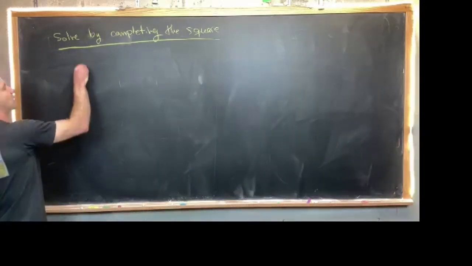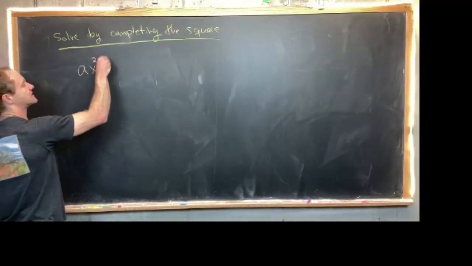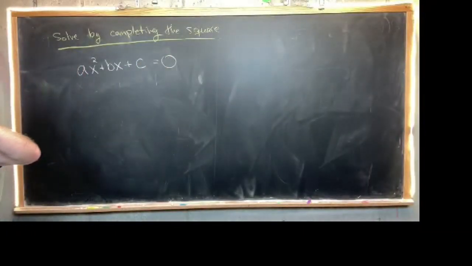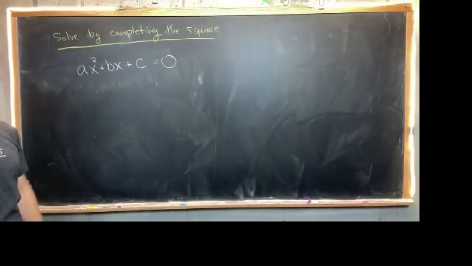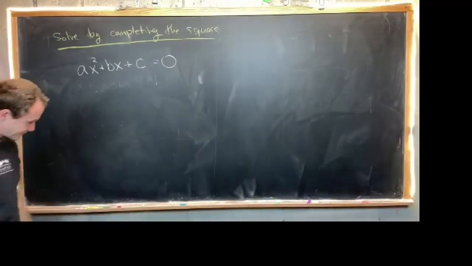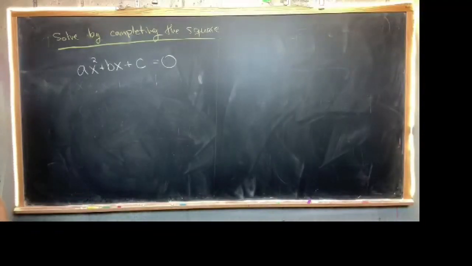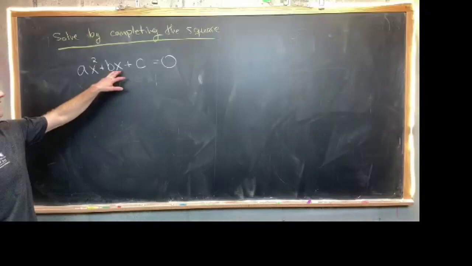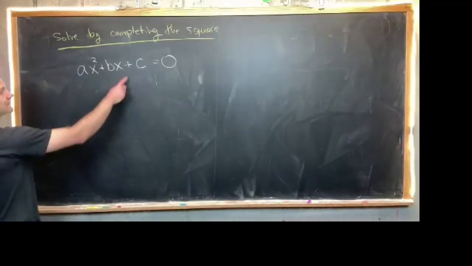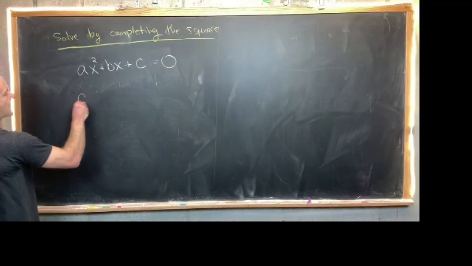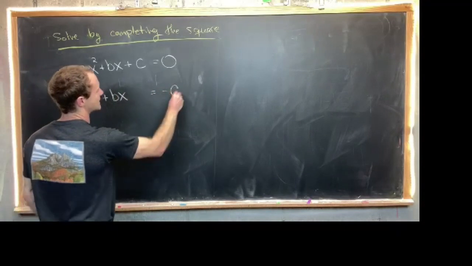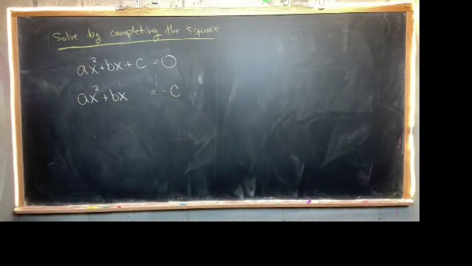So let's say we want to solve ax squared plus bx plus c equals 0 by completing the square. We're going to follow exactly the same steps that we did when we worked on our examples. So step number 1 is to move the constant over. In this case, c is the constant because it's the number that is not attached to the x or the x squared. So moving c over will give us ax squared plus bx equals -c. So that's our first step.